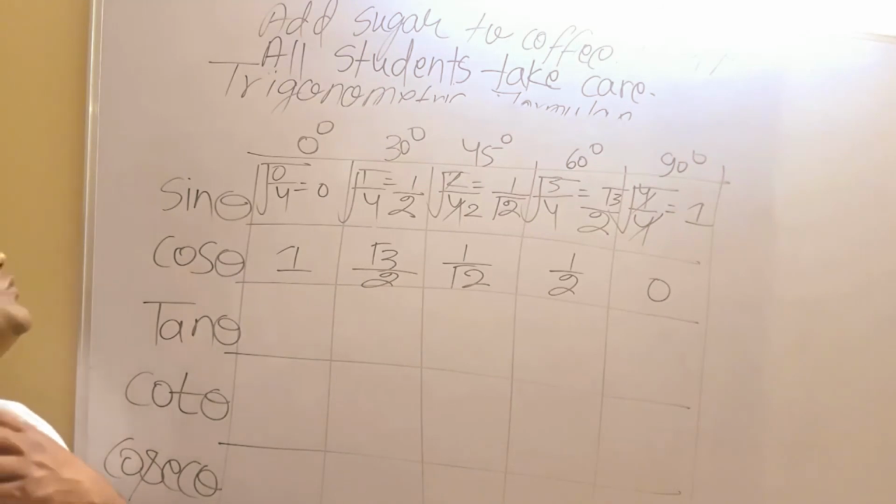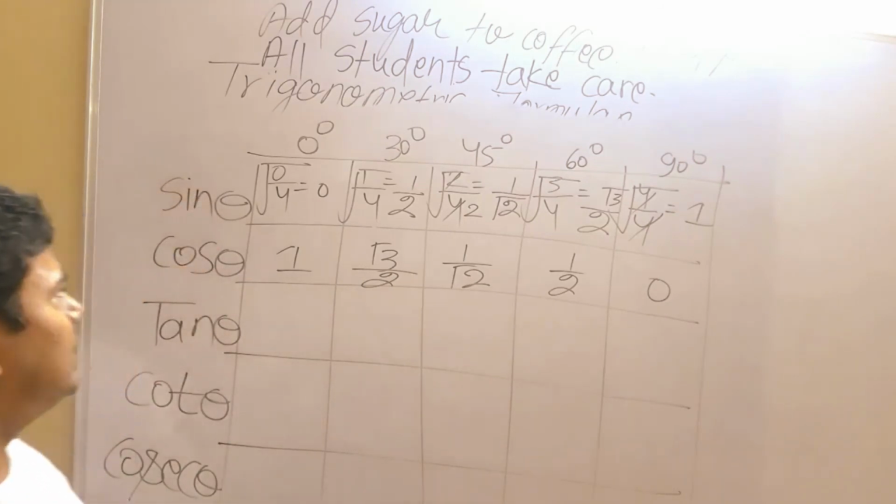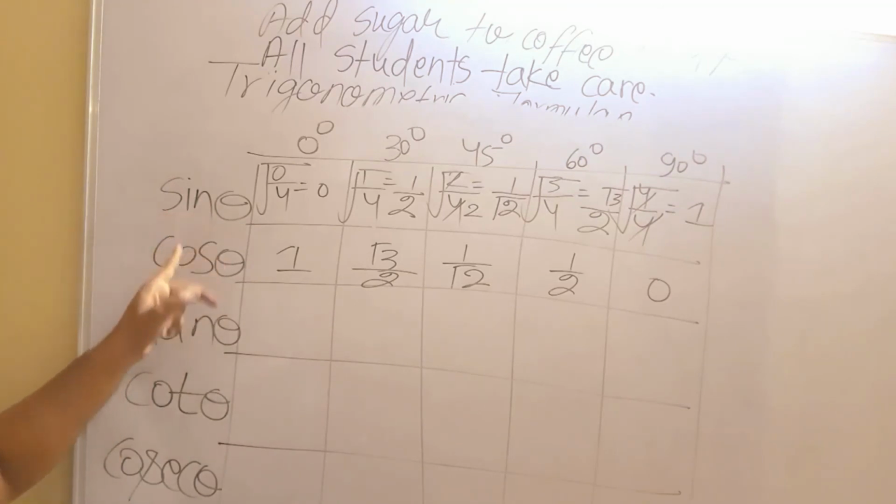So sin theta and cos theta are complementary. We can say sin 90 minus theta is equal to cos theta, and cos 90 minus theta is sin theta.